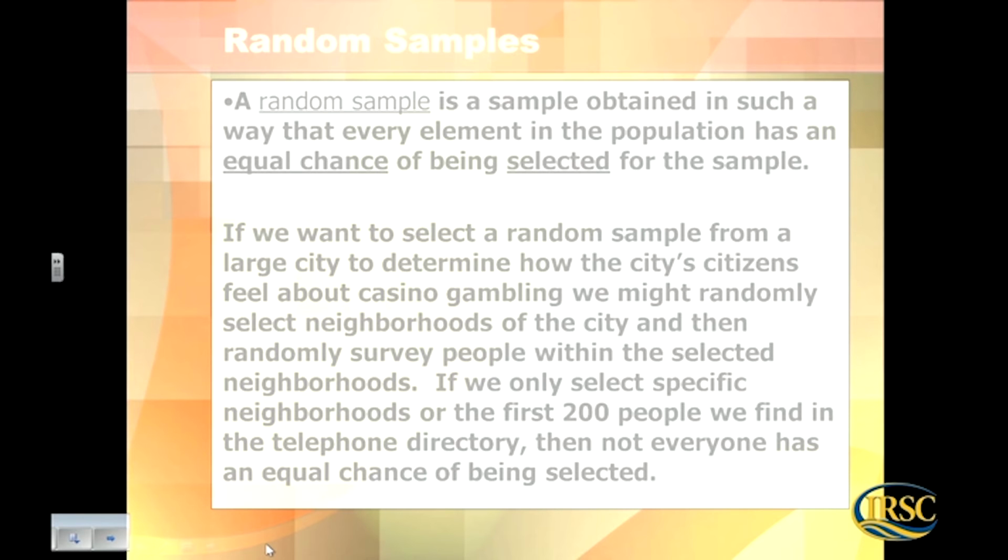Some of your homework questions are going to ask you which are the best random samples, and they'll give you an example of what you're looking for. And so you're trying to make sure that every item has an equal chance of being selected. That's what you're looking for.